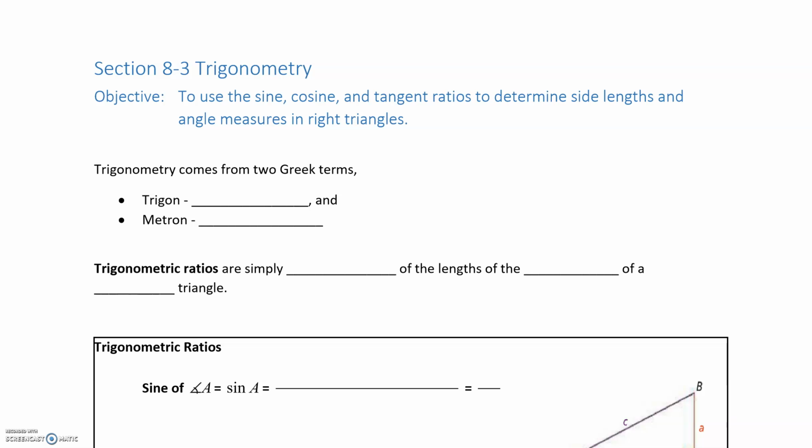Okay, so today we're moving into trigonometry. The word trigonometry comes from two Greek terms, trigon meaning triangle, and metron meaning measure. So we can use these. Our trigonometric ratios are simply measures of the lengths of the sides of a right triangle. So we've been working with right triangles all chapter.